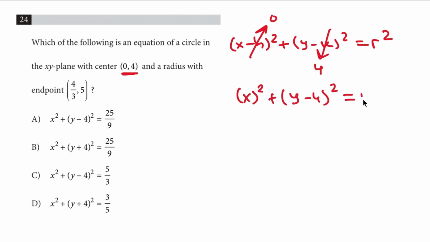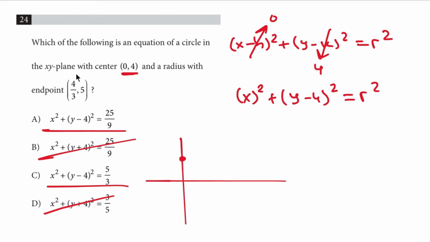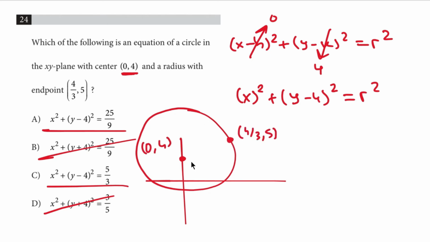So we have a further simplified version of our equation of a circle, and it looks like choice A and choice C, so we can cross out B and D, but we still do not know what the radius is. It says that the center is (0, 4), somewhere right here, and the end point, so any point on the circumference, is (4/3, 5). We have to figure out this distance, and it's going to give us the radius. Then we will find what radius squared is.